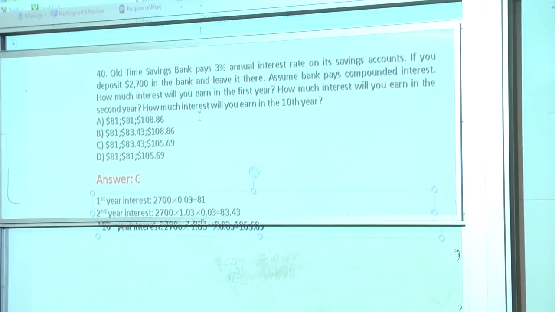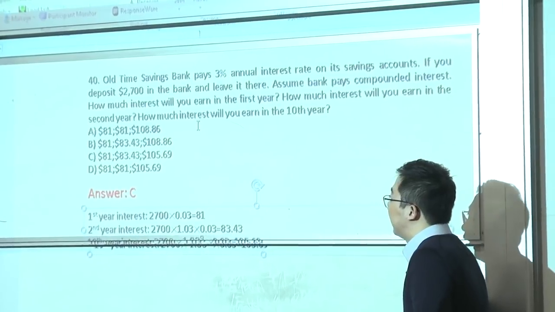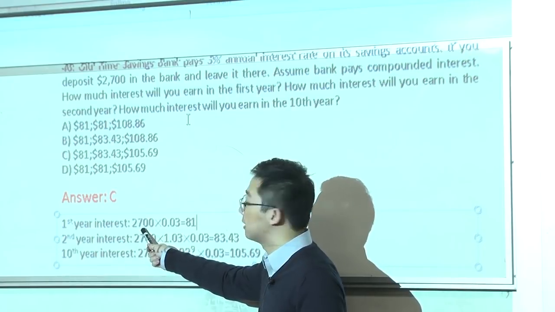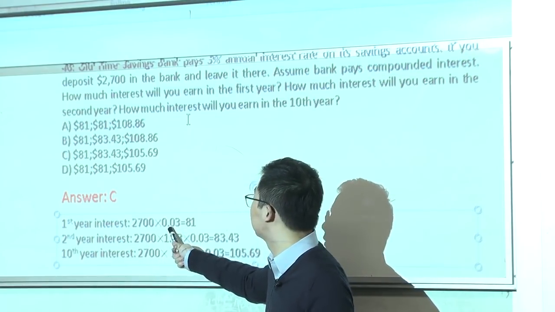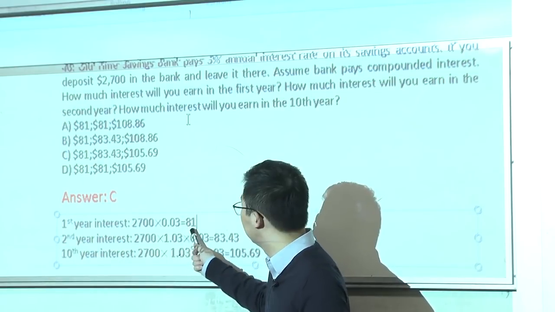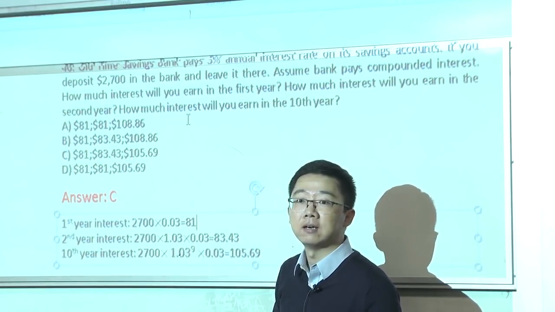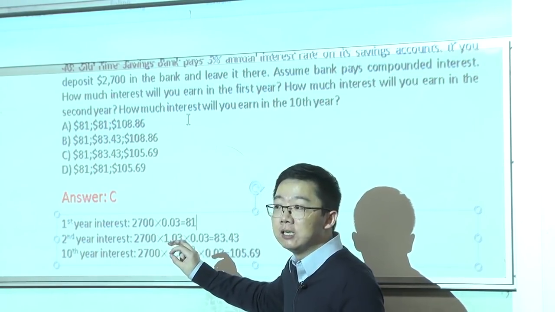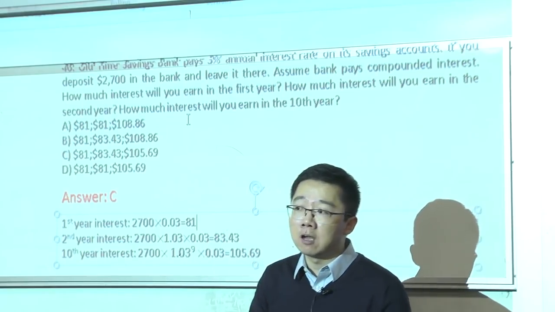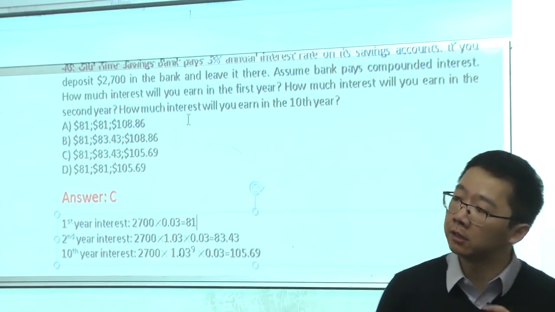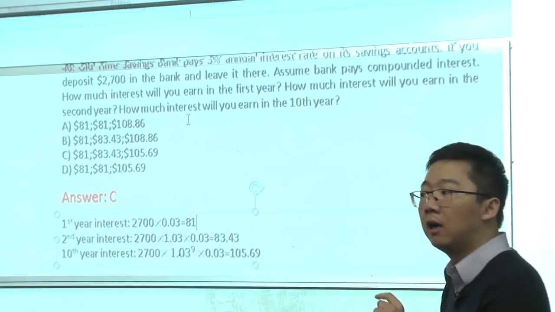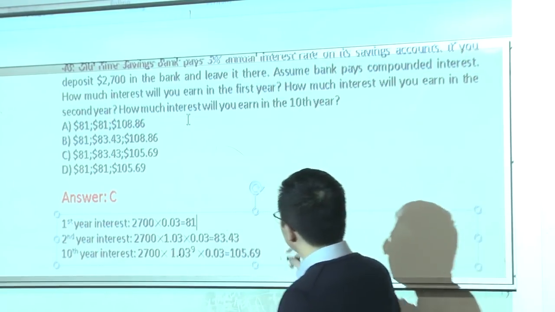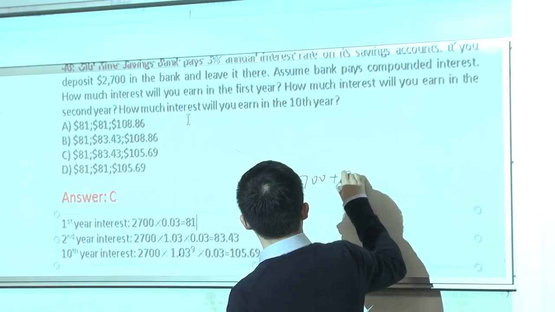It is your initial balance at the beginning of the first year multiplied by the interest rate. You deposit that amount into the account, and it earns 3% interest in the first year, so $81. That's pretty simple. A little more complicated is the second year's interest. It is earned from both the initial deposit of $2,700 as well as the interest you earned in the first year. So that is $2,700 plus 81.